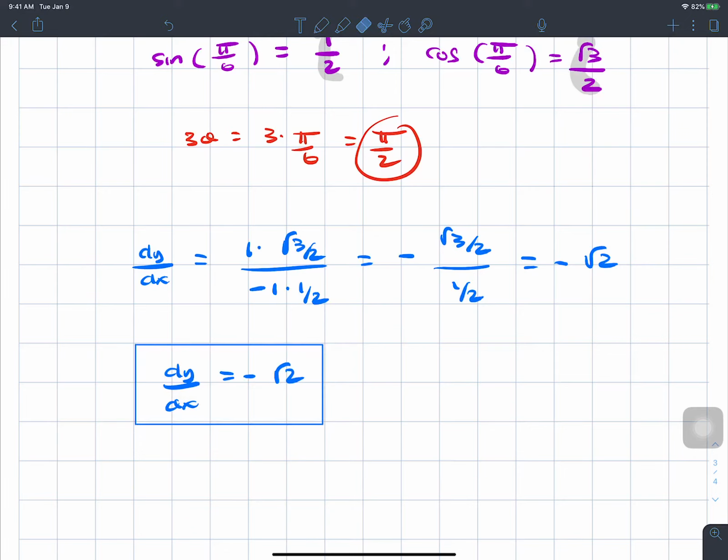And let me go back and be specific. That's not the derivative. That is our m tangent, right? You guys remember, that's m tangent. So let's write it down correctly.